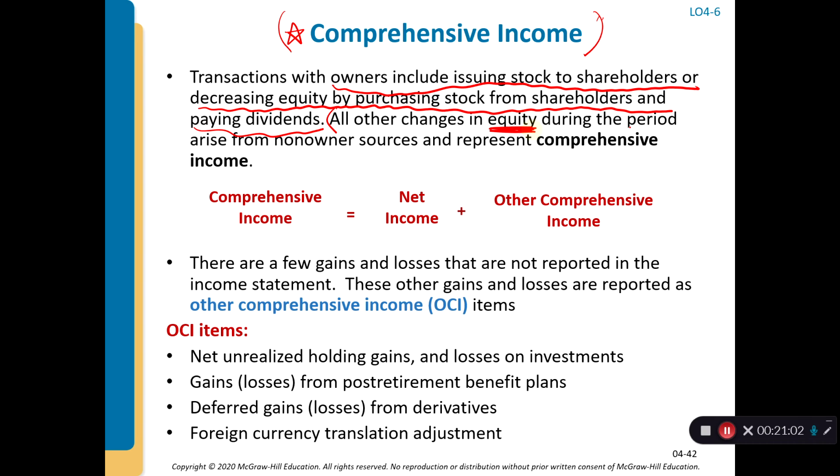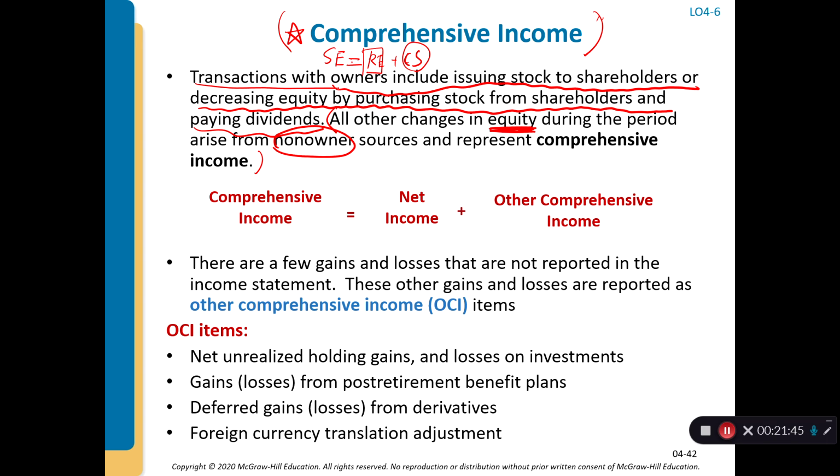Changes in equity during a period arising from non-owner sources represent comprehensive income. In other words, if you remember, stockholder equity equals retained earnings plus common stock. Common stock is what you invite shareholders to buy or sell, and retained earnings are related to net income, the internally generated funds that can fund the operations of the company, or in other words, those retained earnings that can be shared or distributed to the shareholders.